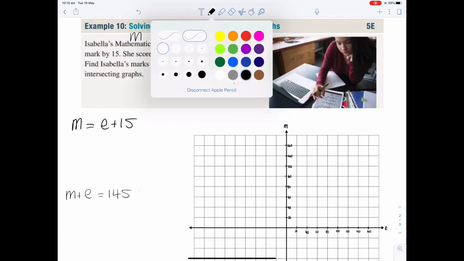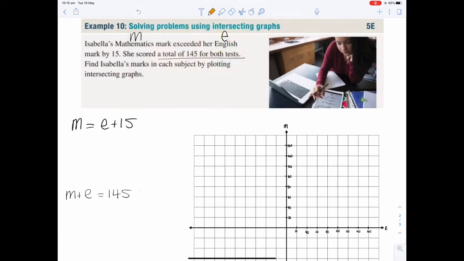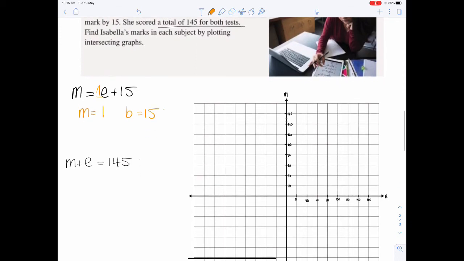Now let's graph. So the first one's in orange. My gradient here is 1 and my y-intercept is 15. My gradient in this one is, we need to rearrange, so I'm going to go green, minus E, so M equals minus E plus 145, so my gradient is minus 1 over 1 and my y-intercept is 145.